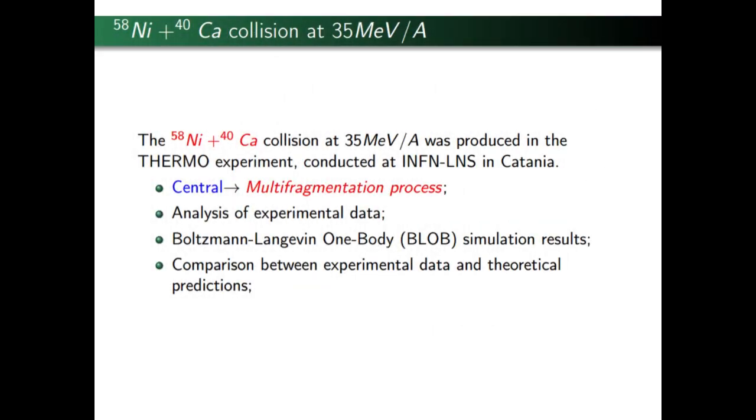To interpret the results, I performed a simulation using the well-known BLOB model, Boltzmann-Langevin One Body. Finally, I carry out a comparison between experimental data and theoretical predictions.